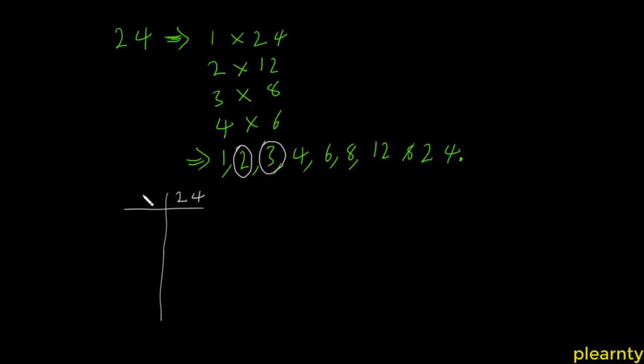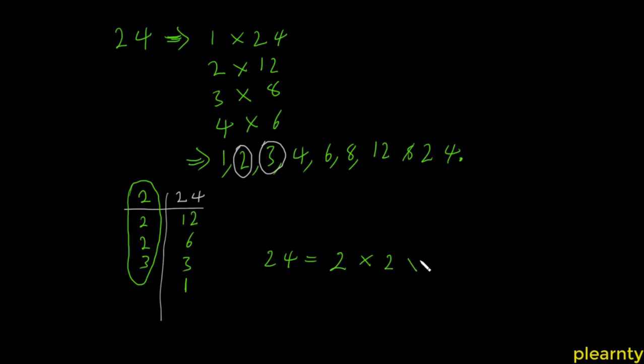Now let's divide it by 2. It will give us 12. We can further divide 12 by 2. It will give us 6. We can still divide it by 2. It will give us 3. And if we divide it by 3, it will give us 1. One thing you should know about this side is that it is only prime numbers that you should use to divide. So you can now say 24 is equal to 2 times 2 times 2 times 3.